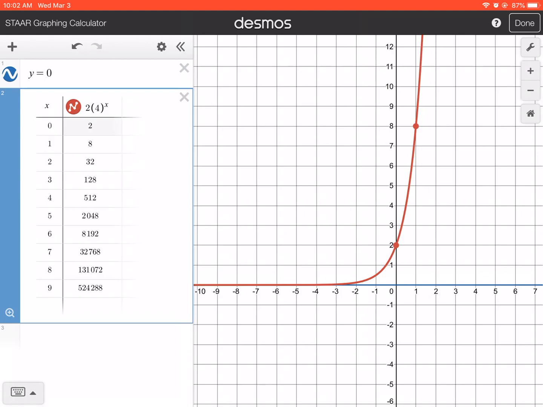Does my table match? If it does, then that means I got the right equation. 2, 8, 32, 128, 512 is on day 4. And our question is, how many zombies on day 5? So what would be next right here? 2048. 2048 is going to be the number that you type into that box.